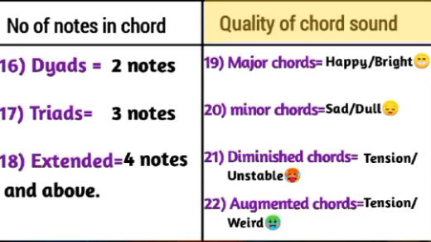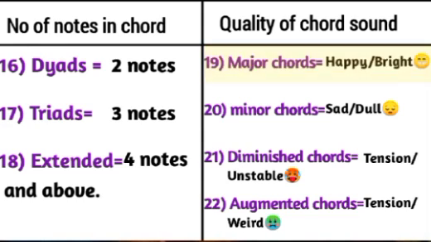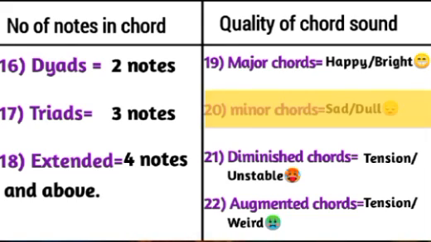Now to the second broad category of chord, that is based on the quality of sound produced by the individual chord. We have major chords, which are essentially chords that produce a characteristic bright or happy sound, for example. So you can see how bright and outspoken this sound is. In contrast to this, we have the minor chords, which have a characteristic sad or dull sound, like this.